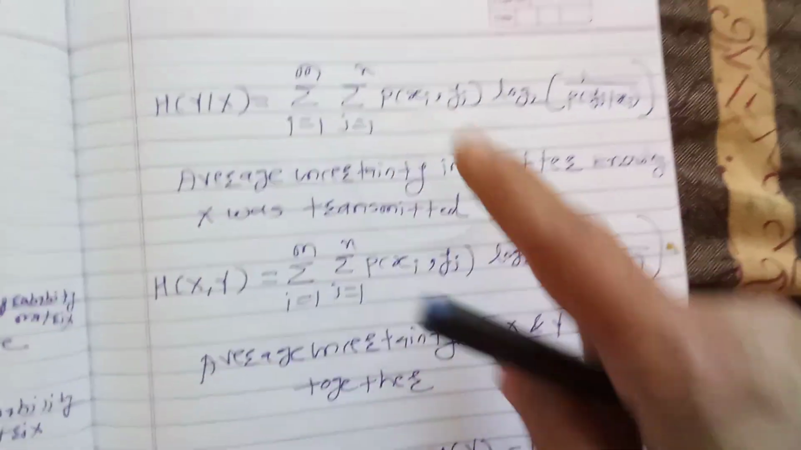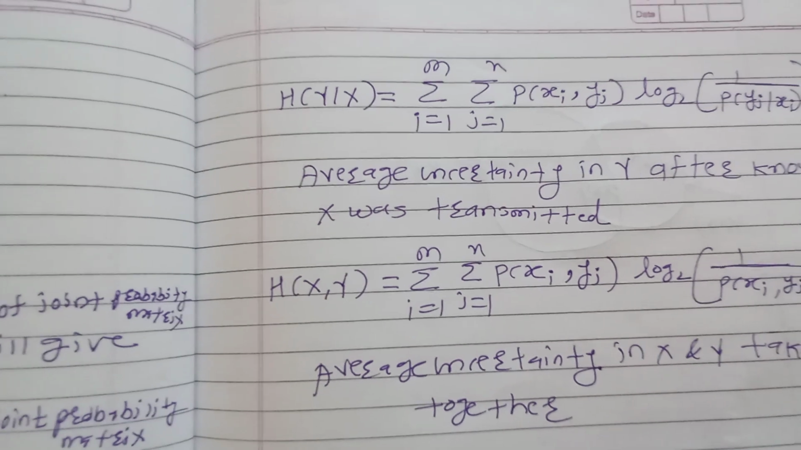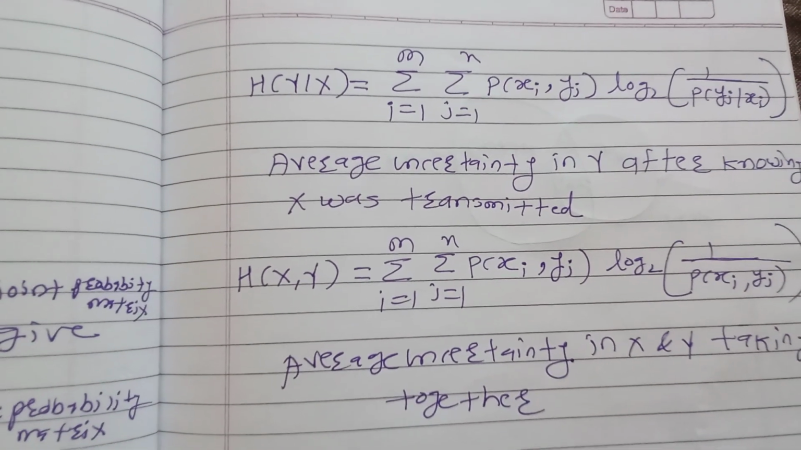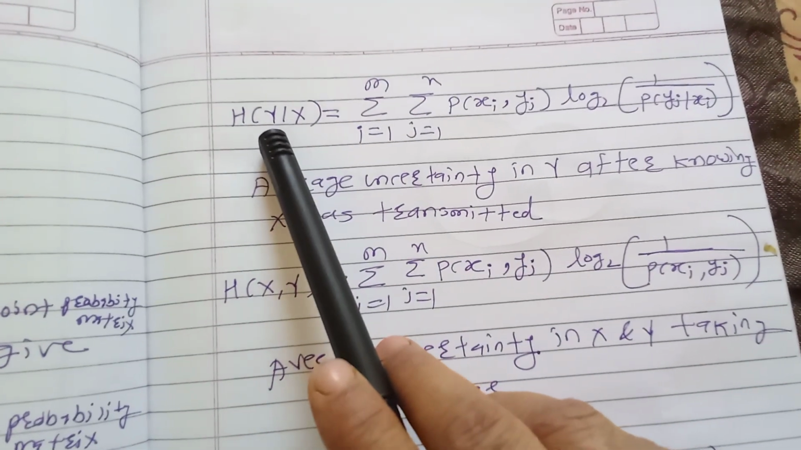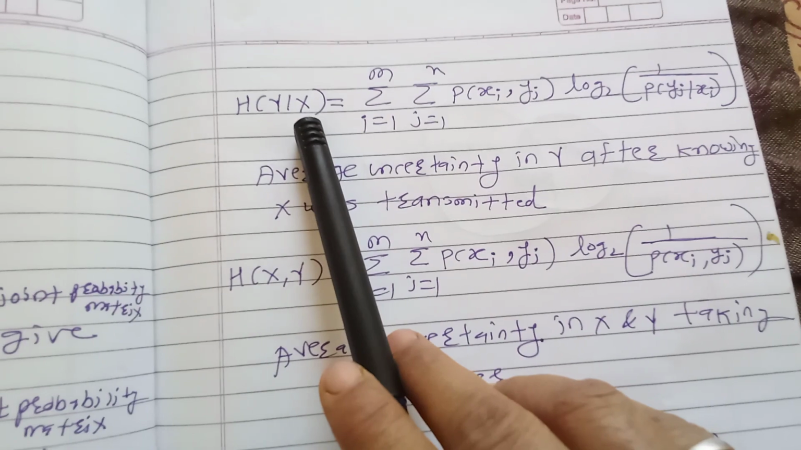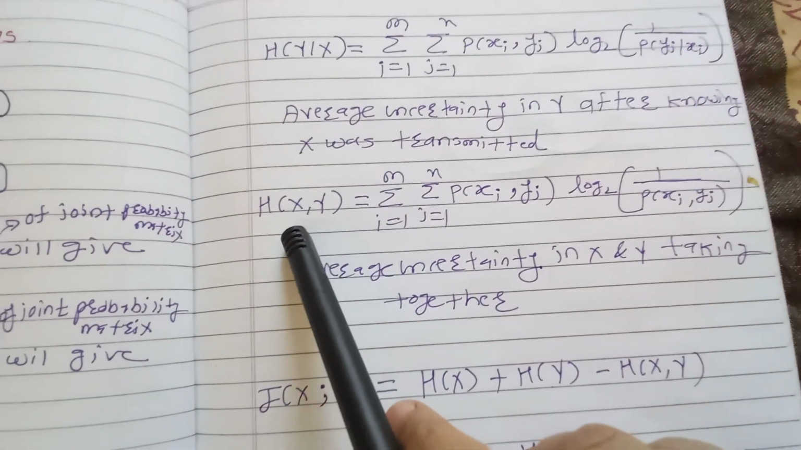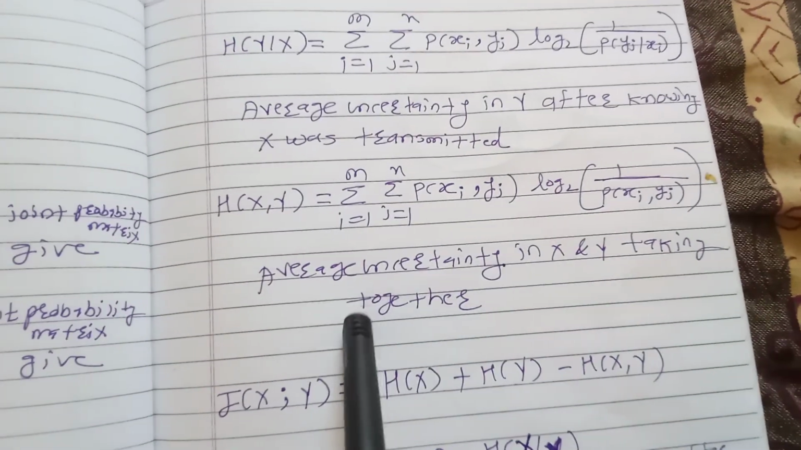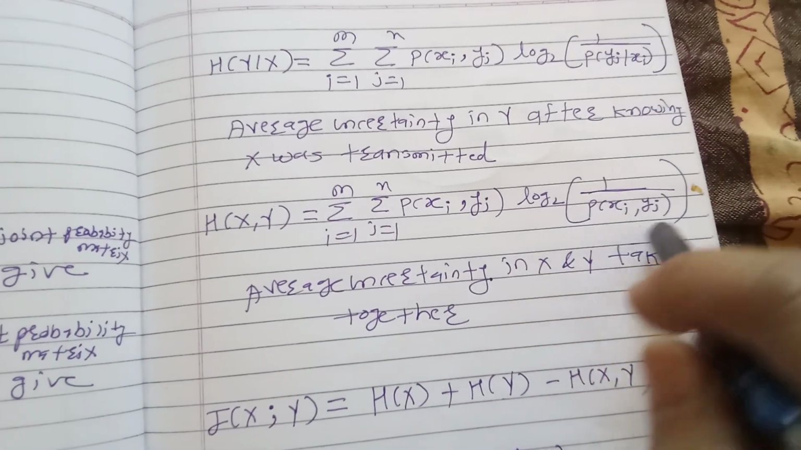Next one is H(Y given X): summation i equal to 1 to m, j equal to 1 to n, P(xi, yj) log2 of 1 by P(yj given xi). That is the average uncertainty in Y after you know X was transmitted. Then the joint entropy, that is the average uncertainty or average information in X and Y taken together: P(xi, yj) log2 of 1 by P(xi, yj).